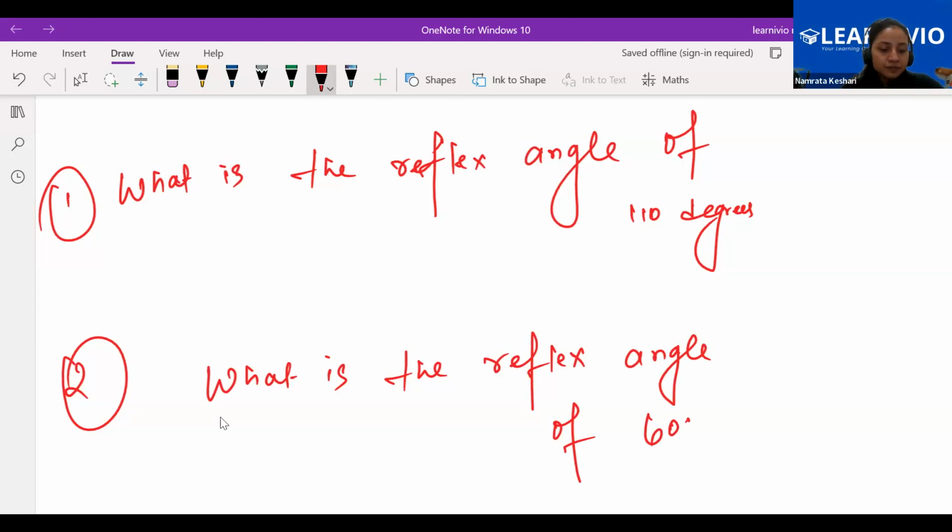Done, ma'am. Yeah, please tell me. Ma'am, for the first part, the reflex angle of 110 degrees is 250 degrees. And for the second part, the reflex angle for 60 degrees is 300. Everyone getting the same? Yes, ma'am. So to find the reflex angle of 110 degrees, from the complete angle, from this 360 degrees, we have to exclude this 110 degrees. We will have the reflex angle, that is 250 degrees. Okay, let's move ahead.